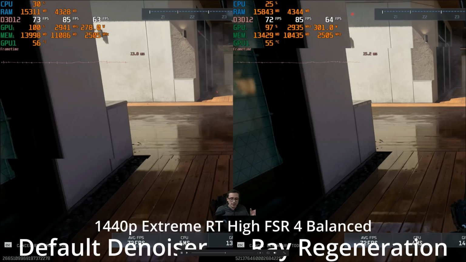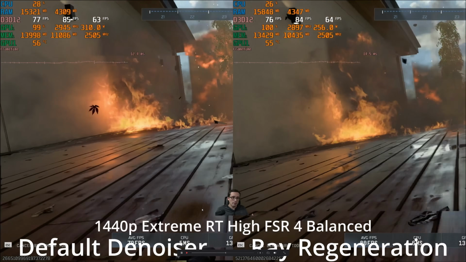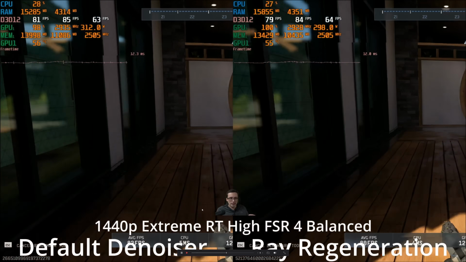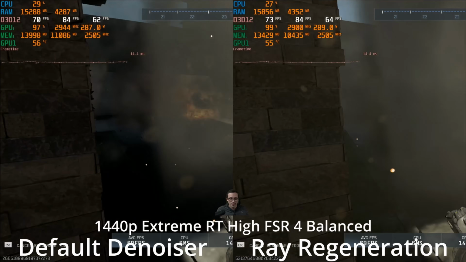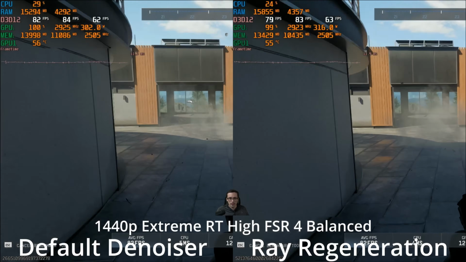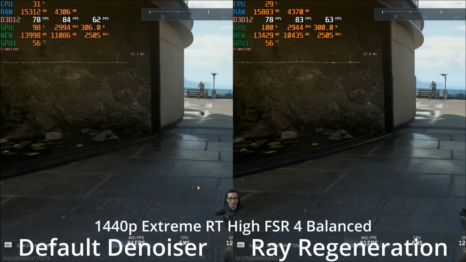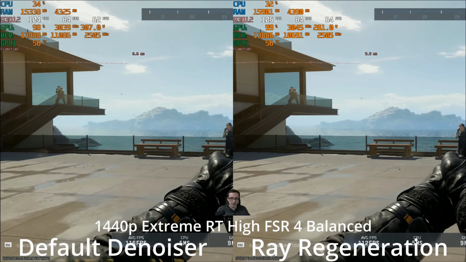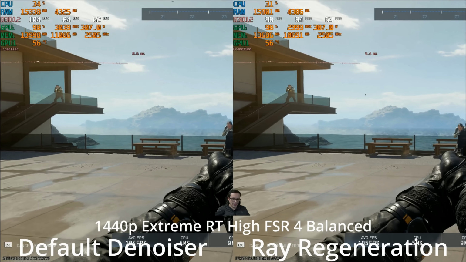Now, keep in mind that this is balanced mode upscaling rather than performance mode now. So maybe the default denoiser is closer to the full rendering resolution than we were on the 4K results. So maybe that's also impacting how large of differences we see. Again, there's some puddles here. There's not enough being reflected for me to say that I'm seeing some huge difference in the puddles right now.